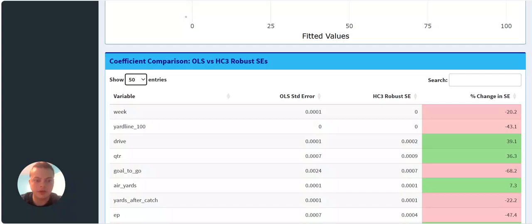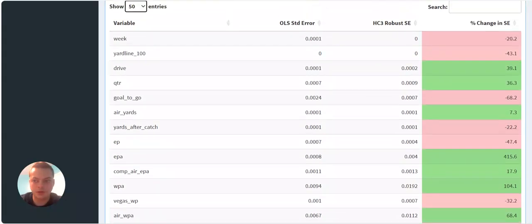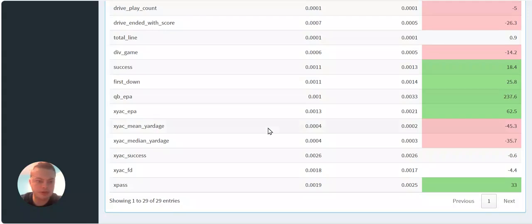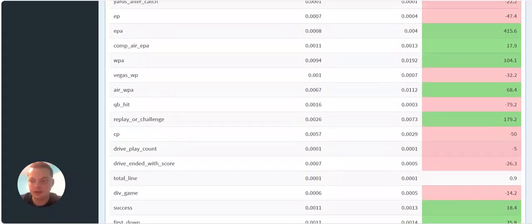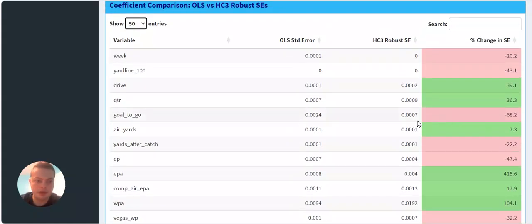So now when we see, go down a little further, another stat, quarterback estimated points added went up over 200%, and then of the stats that went down a ton, QB hit down 79, and then goal to go went down 68% as well.